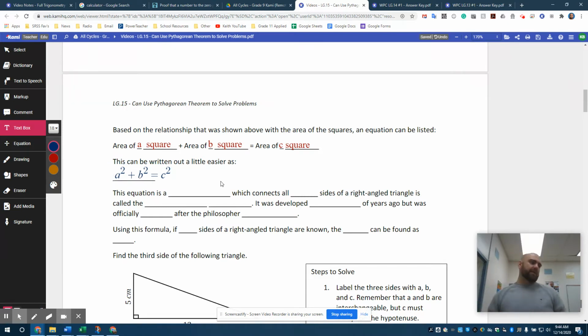Okay, this right here is what we call the Pythagorean theorem, depending on how you say it. There's a couple different ways to say it. This equation is a relationship which connects all three sides of a right angle triangle. And it's called, as I mentioned, the Pythagorean theorem.